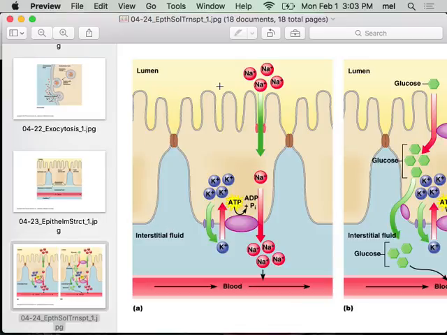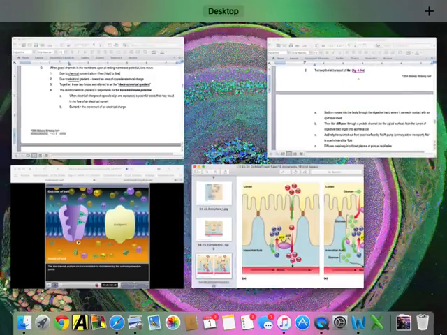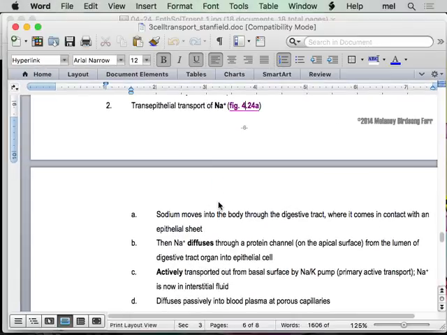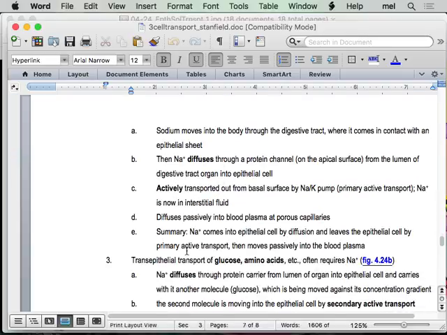Do you see that, if you really get this, this isn't memorization. It's logic, isn't it? What do I know about concentrations, right? And how can I put that into this concept, right? So now, if we look at the summary, the transepithelial transport of sodium: sodium comes into the epithelial cell by diffusion through a channel, leaves the epithelial cell by primary active transport, and then moves passively into the blood plasma. Does that make sense? Okay.